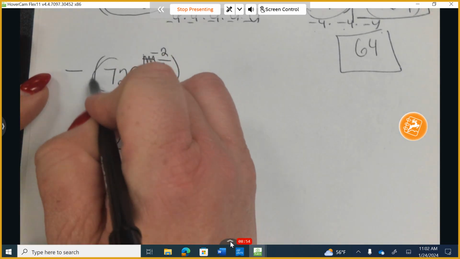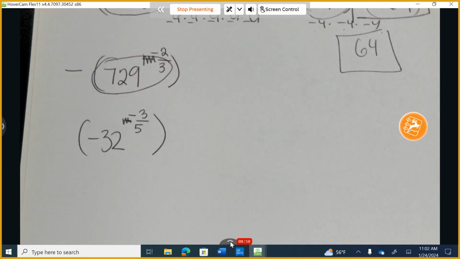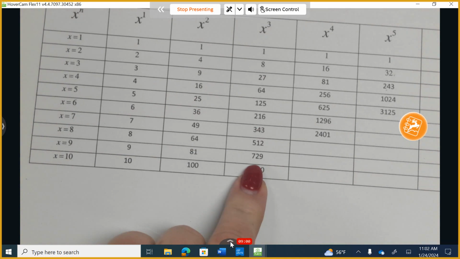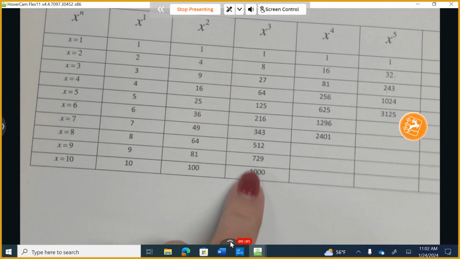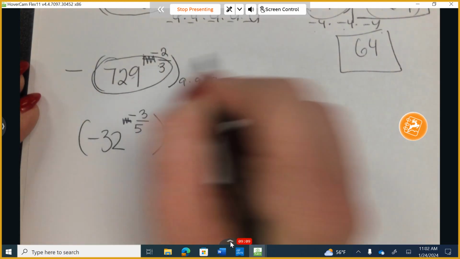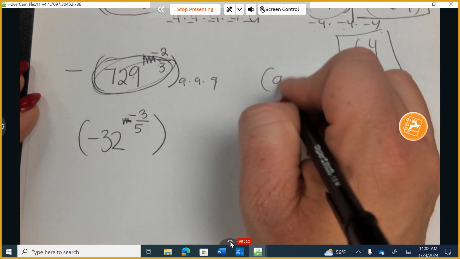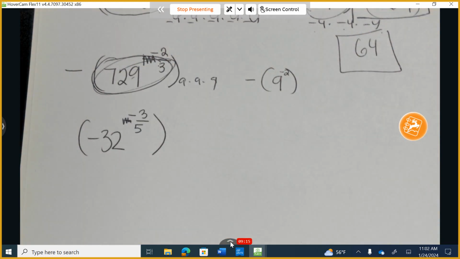So I'm going to circle this part. I'm going to go to the third column and locate 729. What does that tell me? 9 times 9 times 9 is 729. Okay, great. So I've done this part. That's 9. I still need to apply a negative 2 and then afterwards a negative sign out front.